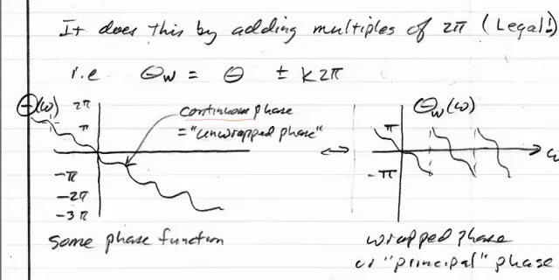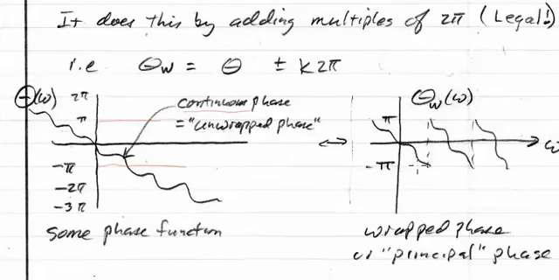But what happens is, if you calculate this on a computer, it's not going to give you results that are outside of this principal range. It's going to add plus or minus 2 pi to it, which is fine. That doesn't change the phase, but it does give you these weird phase jumps. So this is called wrapped phase or principal phase.